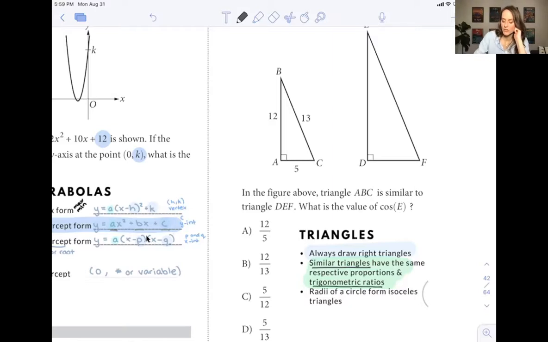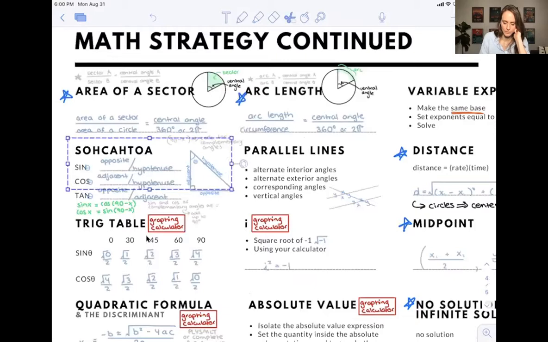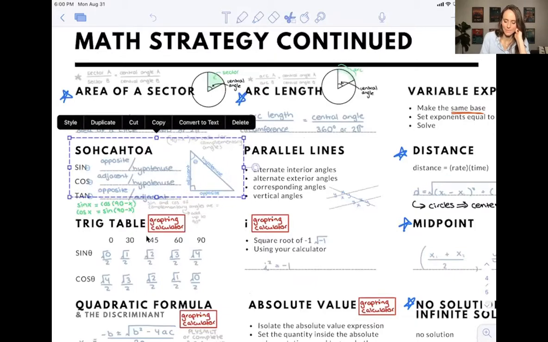So I also need to use SOHCAHTOA. So I'm going to go grab another core concept from the back page here. And we don't need everything here. We just need the basics about SOHCAHTOA.